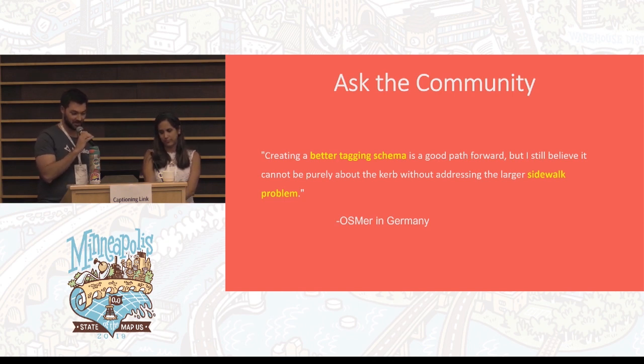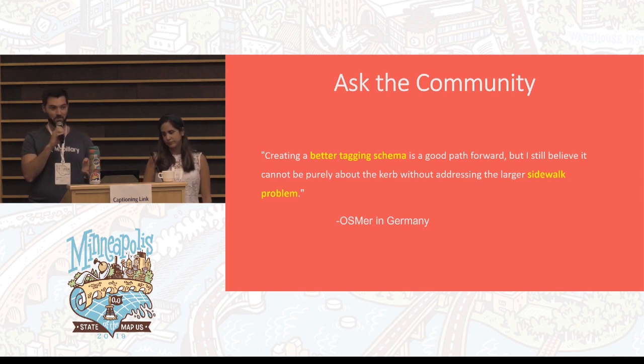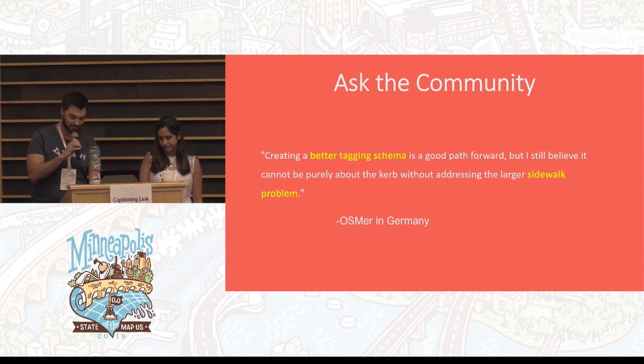Another OSMer in Germany said creating a better tagging schema is a good path forward, but I still believe it cannot be purely about the curb without addressing the larger sidewalk problem. So again, there's more to this than just that line that divides the road from what's separate from it. And this really goes to recognize efforts, for example, like Open Sidewalks, that want to map more and more of these sidewalks, and then we can start mapping other things around them.